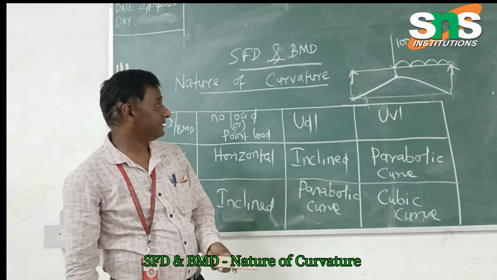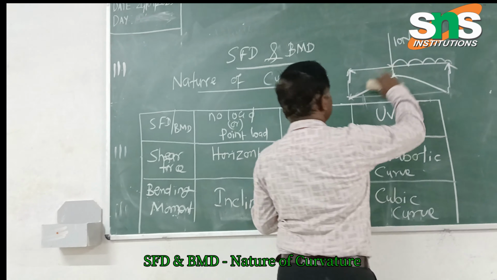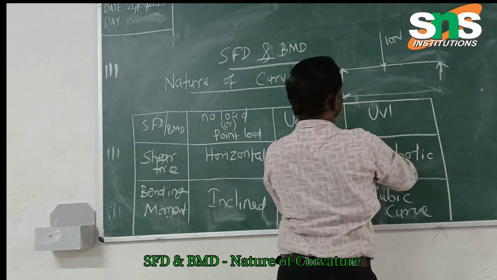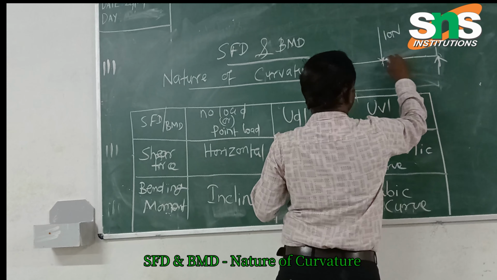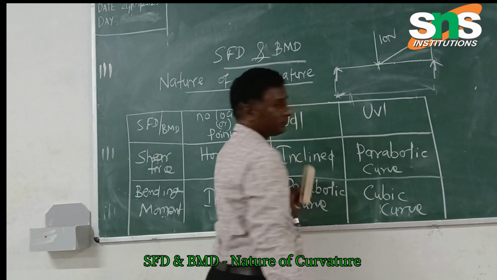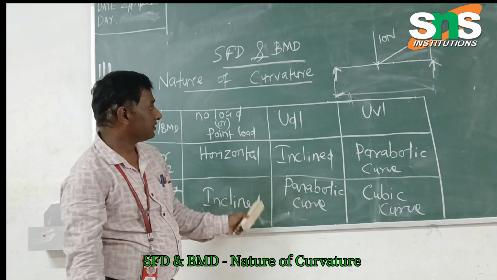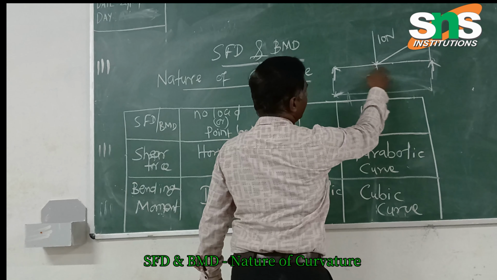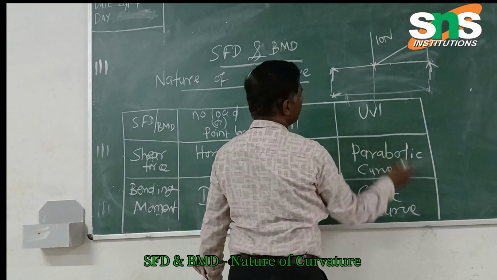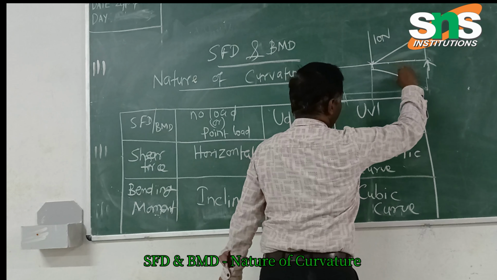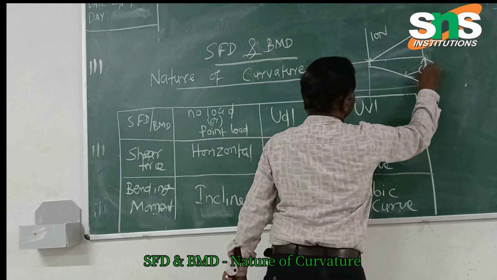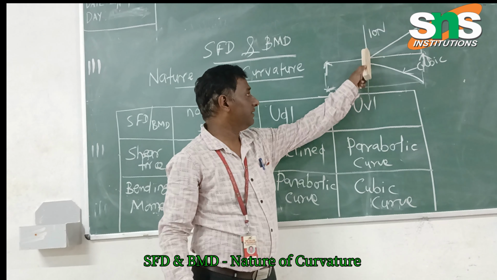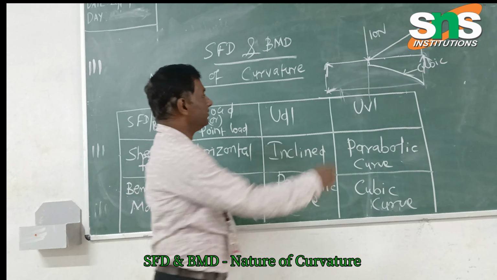Next, if we are having a uniformly distributed load, then what happens here? In the bending moment, it will follow from this point to this point. This is the cubic curve. Then you will have another point here.